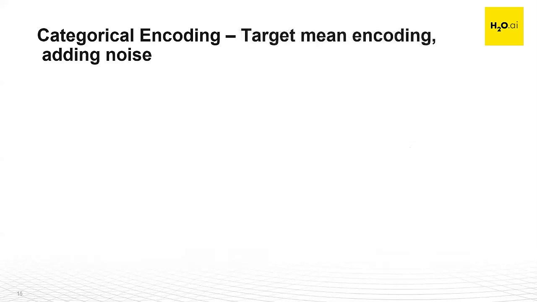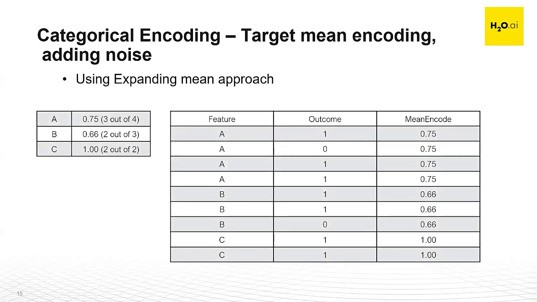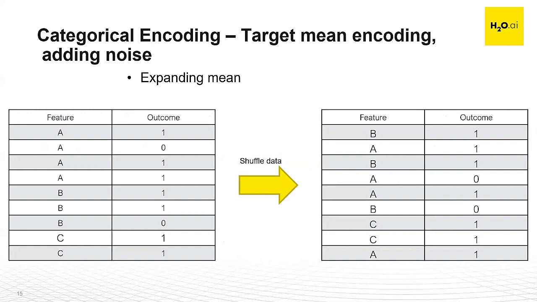Moving on to the next type of transformation. That's one way to do this. But sometimes even that cannot fully protect you from leakage, especially if you have many categories with low counts like the one you saw before. Another way to do this is to also shuffle the data randomly. So after you shuffle the data, you get a representation like this.